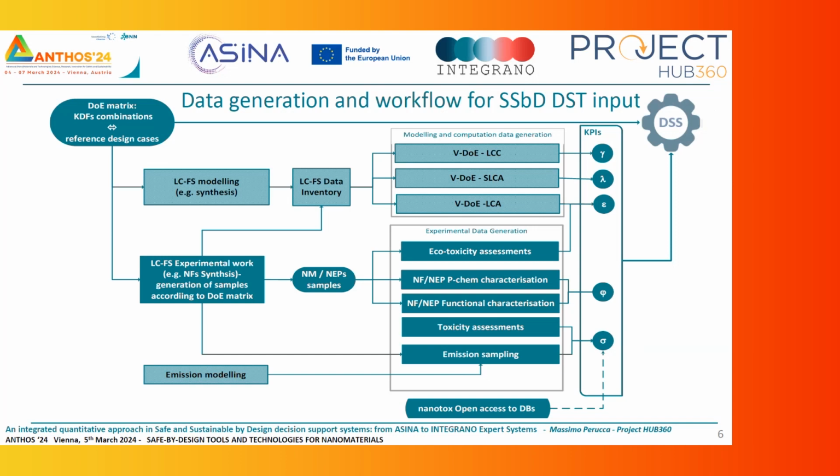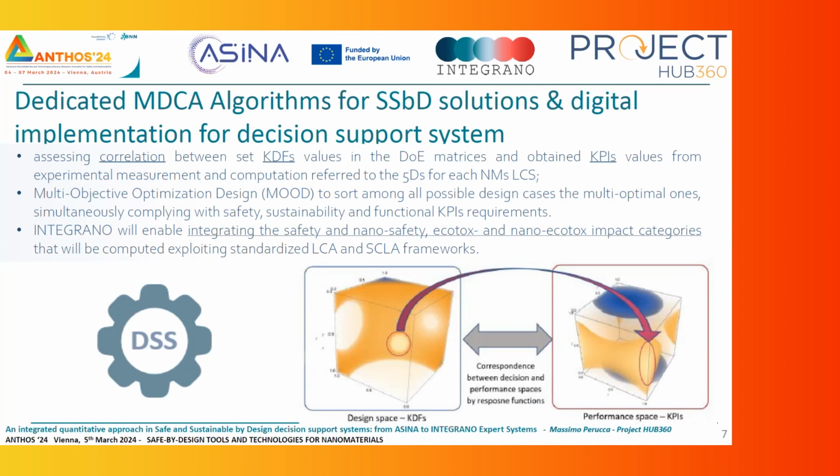And then there will also be the toxicological assessment to define endpoints from a toxicity standpoint. All this information will be fed into the decision support system. We will see in a bit how. And what does the decision support system do? Well, basically, it will provide response functions for all the KPIs within all dimensions and will correlate the decision factors with the KPIs, the key performance indicators. So we will map the two spaces. These are multidimensional spaces. Here, just three dimensions are represented.